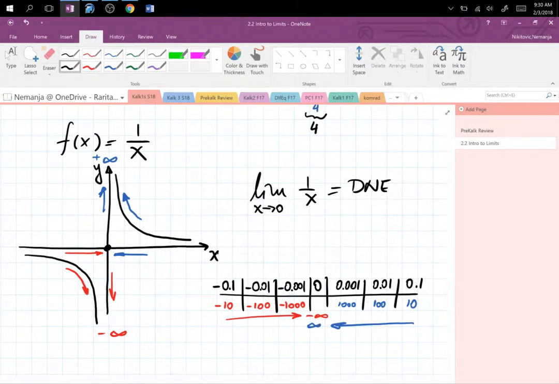So now, what's the overall? Does not exist. That's the overall. Does not exist because they don't match. They don't converge to a single point. They don't agree. And we know we can't have that. So that's what we have here.